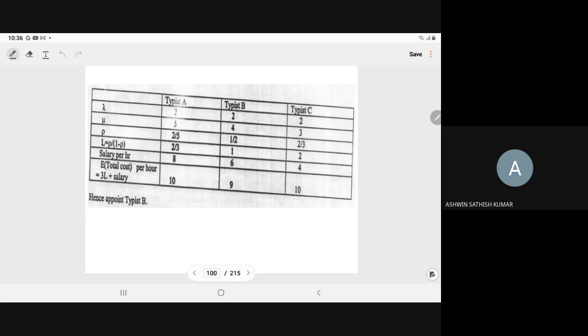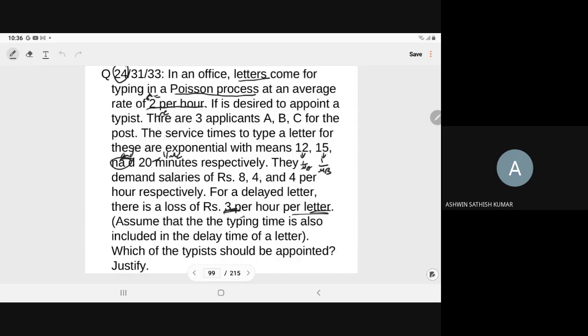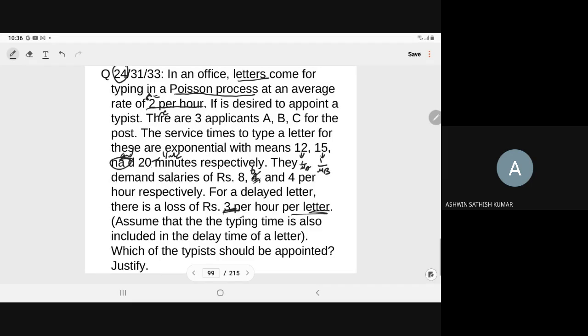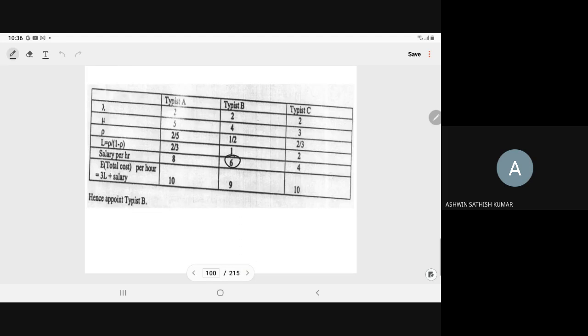If anyone has the book, please check whether this entry is 6 or 4. I think in the book it is 6. Here it is wrong. Whatever entry you find in the book, check it. I presently don't have the book, so if anyone has it, please check whether this entry is 6 or 4 in question number 24, and change it here accordingly.